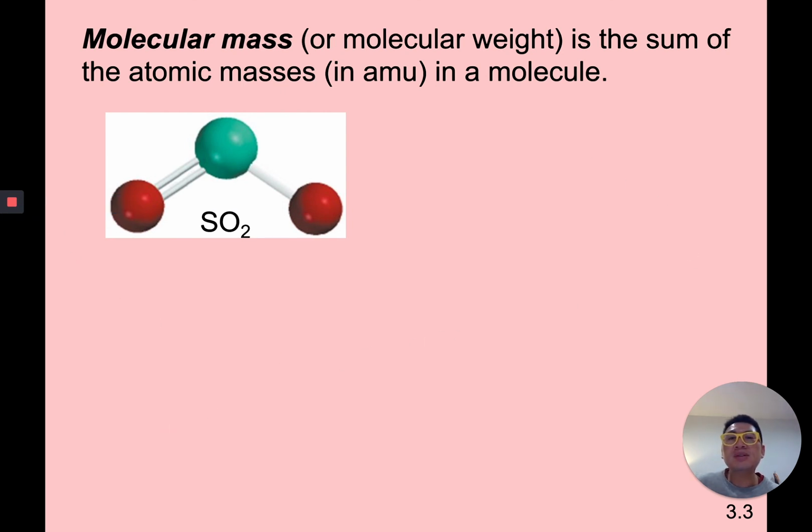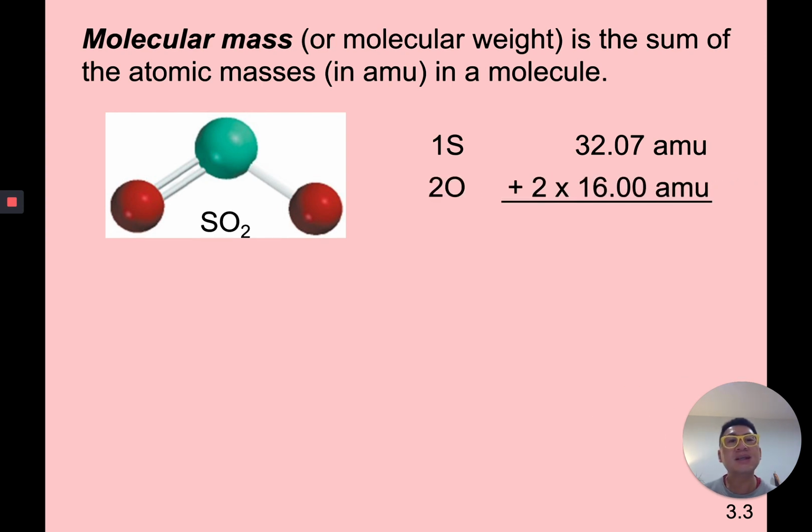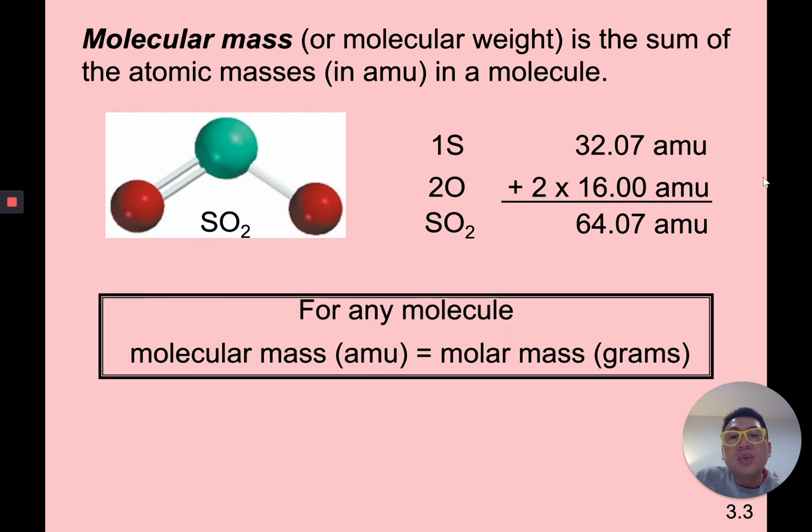Molecular mass or molecular weight is the sum of the atomic masses in AMUs of a molecule. For sulfur dioxide, if you looked up sulfur in a periodic table, sulfur is 32.07 AMUs. And oxygen on a periodic table is 16 AMUs. But a sulfur dioxide molecule has 2 oxygens in it. So if you added 1 sulfur and 2 oxygen, that adds up to 64.07 AMUs. 1 sulfur dioxide molecule weighs 64.07 AMUs.